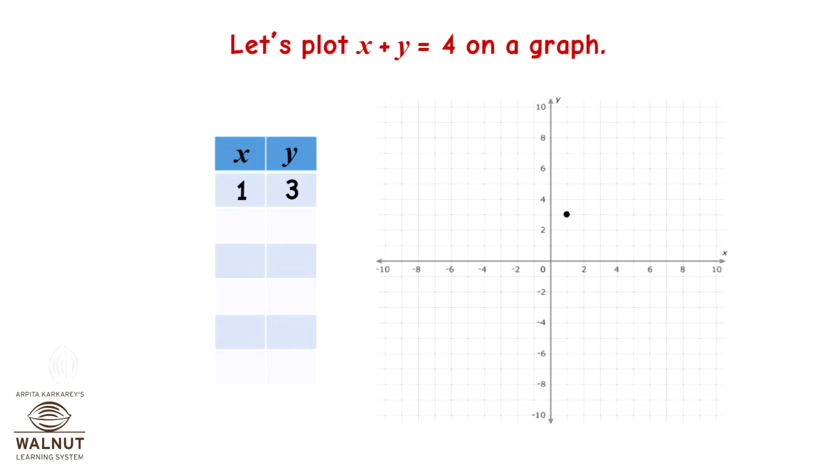Now, consider x as 2. If x is equal to 2, 2 plus y is equal to 4, so y is equal to 2. The point that we get has x coordinate 2 and y coordinate 2. So we mark that point on the graph. Now consider x as 3. If x is equal to 3, 3 plus y is equal to 4, so y is equal to 1. The point that we get has x coordinate 3 and y coordinate 1. So we mark that point on the graph.